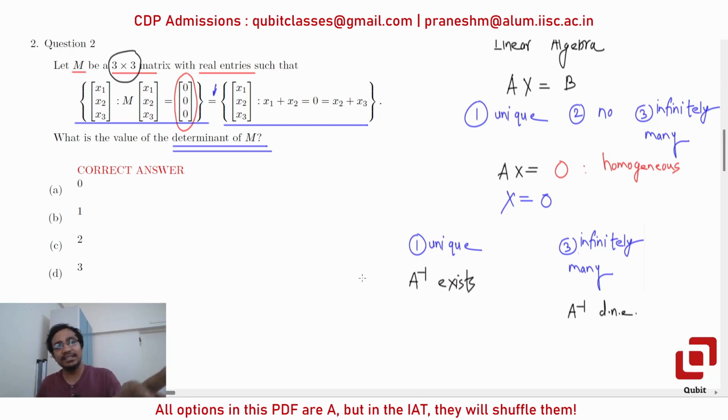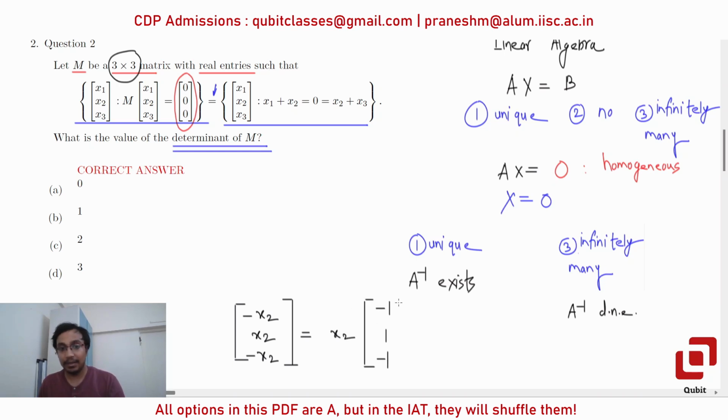Now because they are saying that these two sets are equal, let's try to analyze the second set here, which says x1 plus x2 equal to 0. So I can write x1 as negative x2, and it also says that x2 plus x3 is equal to 0, which means I can write x3 as negative x2. So this is actually x2 into negative 1, 1, negative 1. Now this tells us something. What does it tell us?